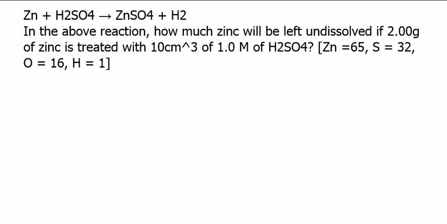In the reaction above, how much zinc will be left undissolved if 2.00 gram of zinc is treated with 10 centimeter cube of 1.0 molar of tetraoxosulfate 6, that is H2SO4, giving the atomic mass of zinc to be 65, sulfur 32, oxygen 16, and hydrogen 1. Solution.